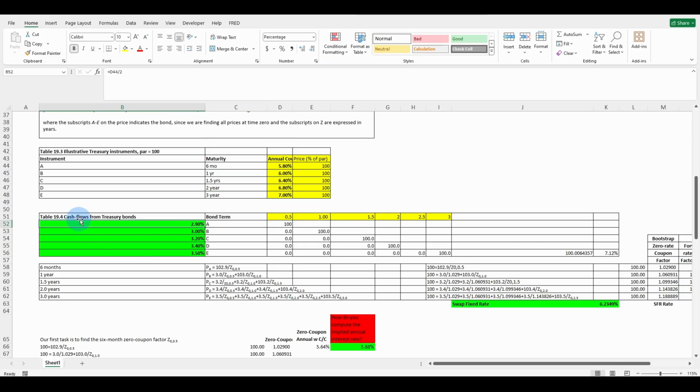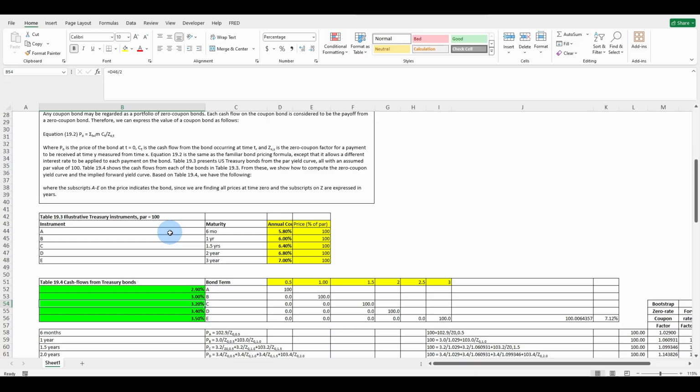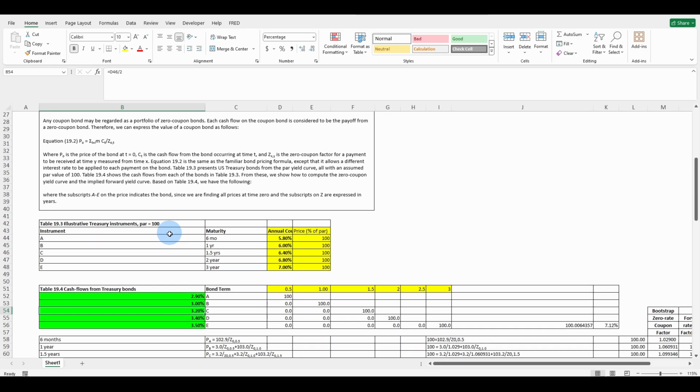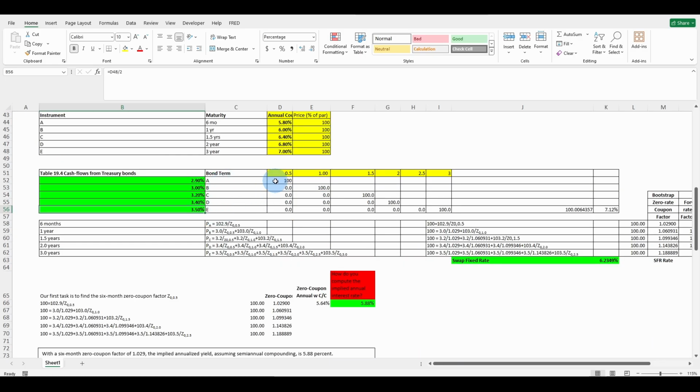We have this cash flow from treasury bonds. We're going to take D44 right here, and we're going to divide it by 2. We're going to take D45 divided by 2. Why? Are these not semi-annual payments? We have bonds A, B, C, D, and then what happens here? It's going to mature, and we have 100, 100, 100, 100, 100, 100. In the end, we have this cash flow of treasury bonds. We're going to come up with this 7.12.